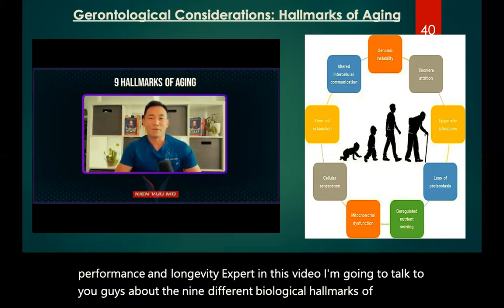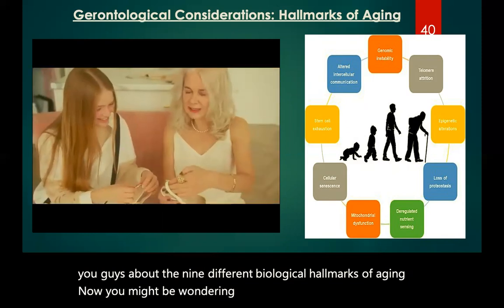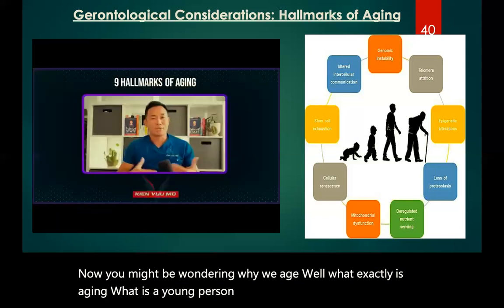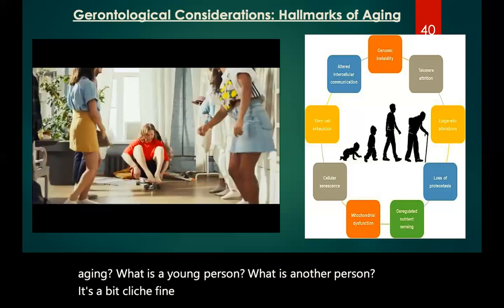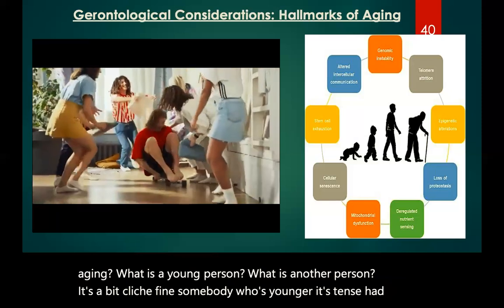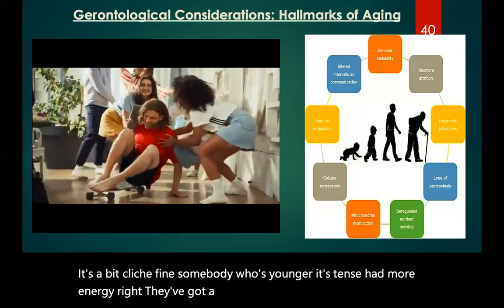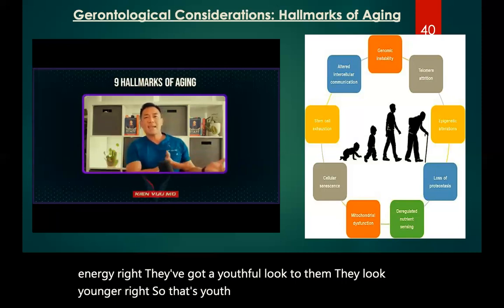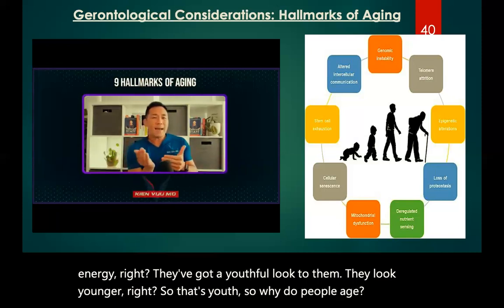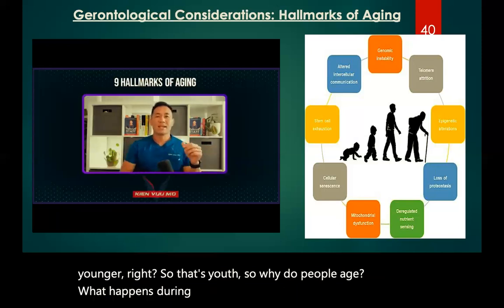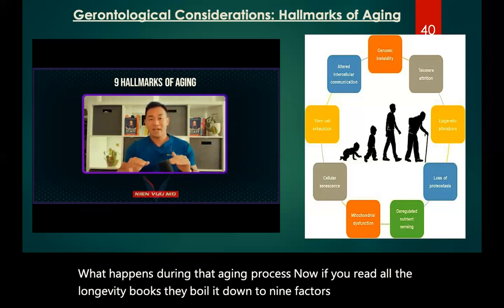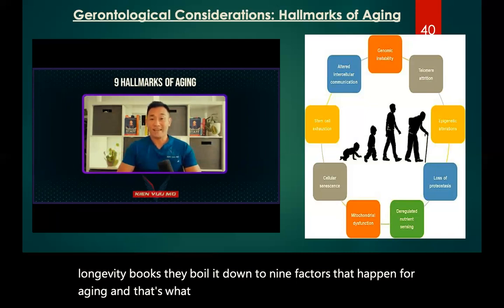Now, you might be wondering why we age. Well, what exactly is aging? What is a young person versus what is an old person? Well, typically you find somebody who's younger tends to have more energy, right? They've got a youthful look to them. They look younger, right? So that's youth. So why do people age? What happens during that aging process? Now, if you read all the longevity books, they boil it down to 9 factors that happen for aging. And that's what this video is going to cover today.